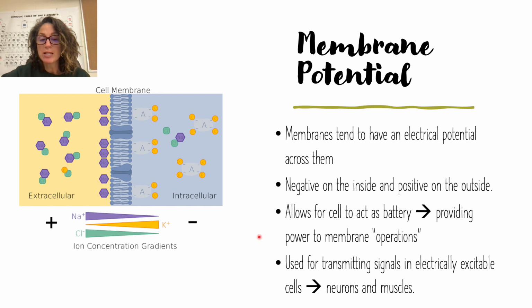It allows the cell to act as a battery, and this provides power for the operations in the cell. What we're going to see in Unit 4 is how neurons get to use this difference in charge across the cell to transmit signals throughout our body.